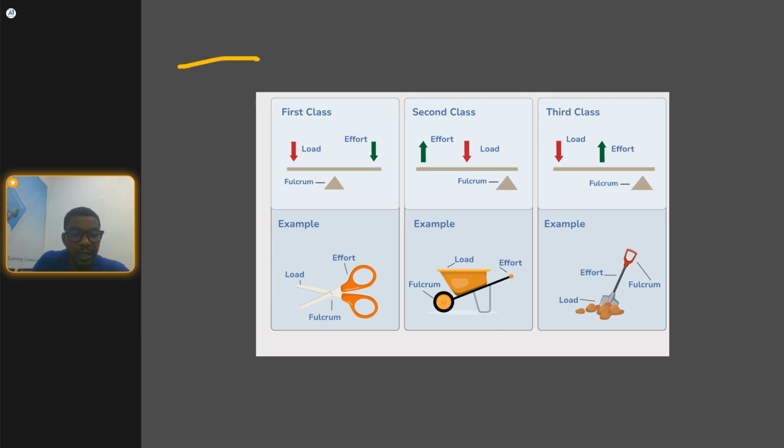We said under the first class of lever, we have the scissors. Under the second class of lever, we have the wheelbarrow. Under the third class of lever, we have the shovel. So all these are the things we discussed today. So next week, like I said, we are going to continue this topic.